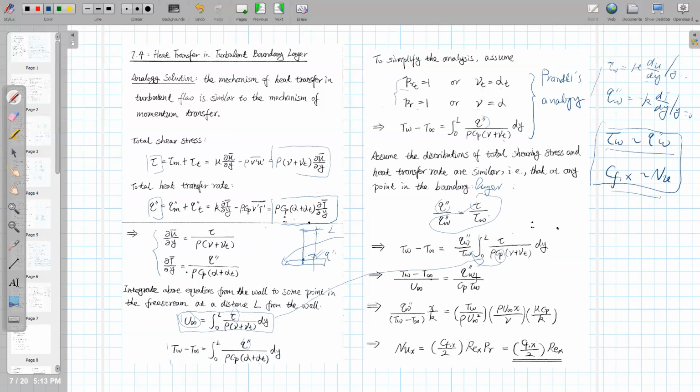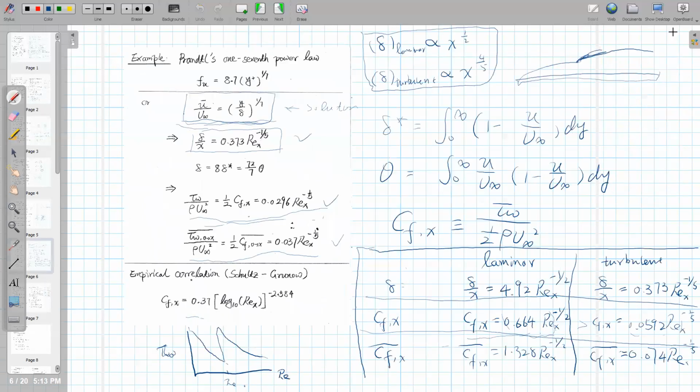So you rewrite it, regroup it. You basically will have TW minus T infinity divided by U infinity equal to QW double prime divided by CP times tau w. So here we finally create correlations between the heat transfer and the shear stress for the momentum transfer, right? Tau w or U infinity and q wall. So this is the shear stress, and this is the heat transfer rate.